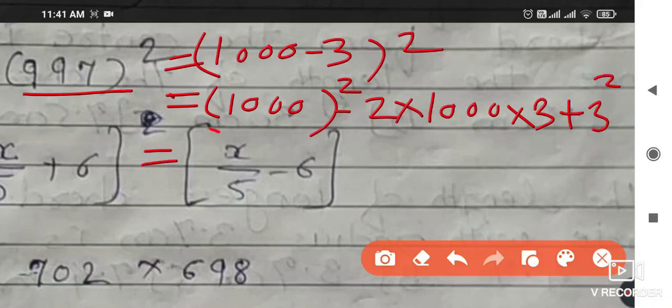If you solve this, you will get the required answer. All of you do the 1000 square, and then do the multiplication of these 3 and 2000, then add 3 square, which is 9. You will get the required answer. So 1000 square is how much?